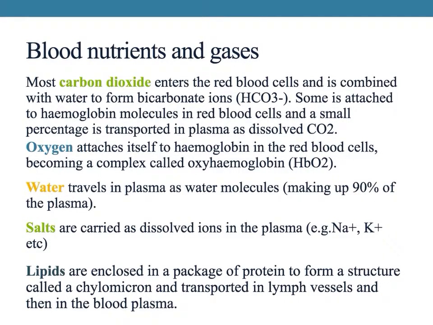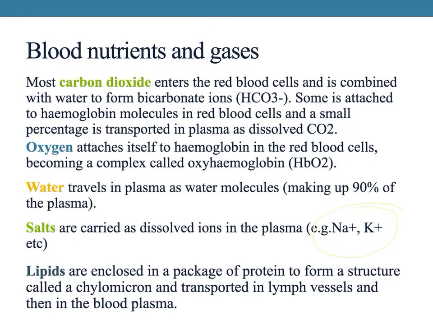Oxygen's fairly simple. It attaches itself to hemoglobin. That's how it's transported. It becomes a complex called oxyhemoglobin, which is represented by this HbO2. Water travels in plasma as water molecules. That's how water gets transported around. And salts are carried as dissolved ions in the plasma. Things like sodium and potassium. Please get used to these symbols here for sodium and potassium.